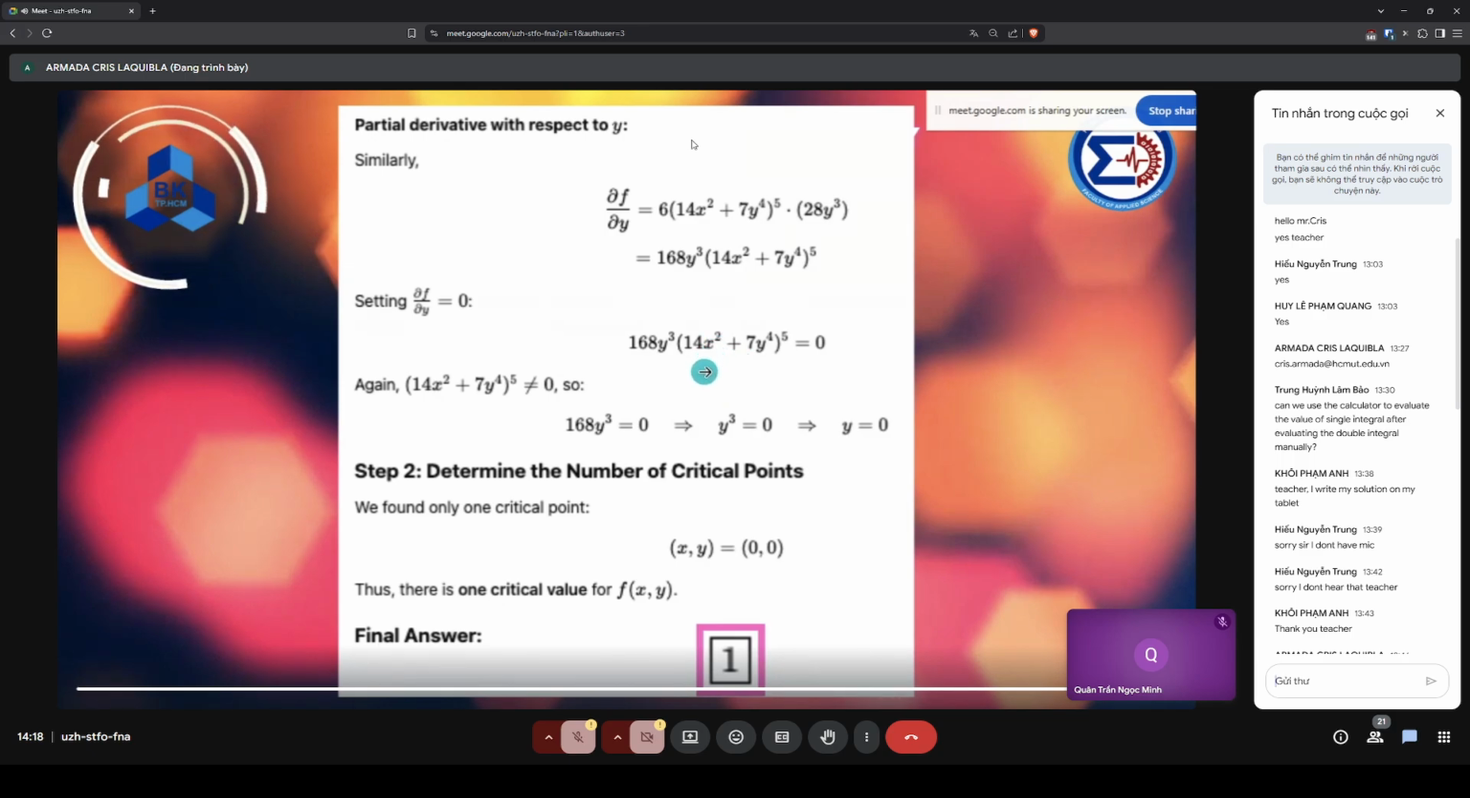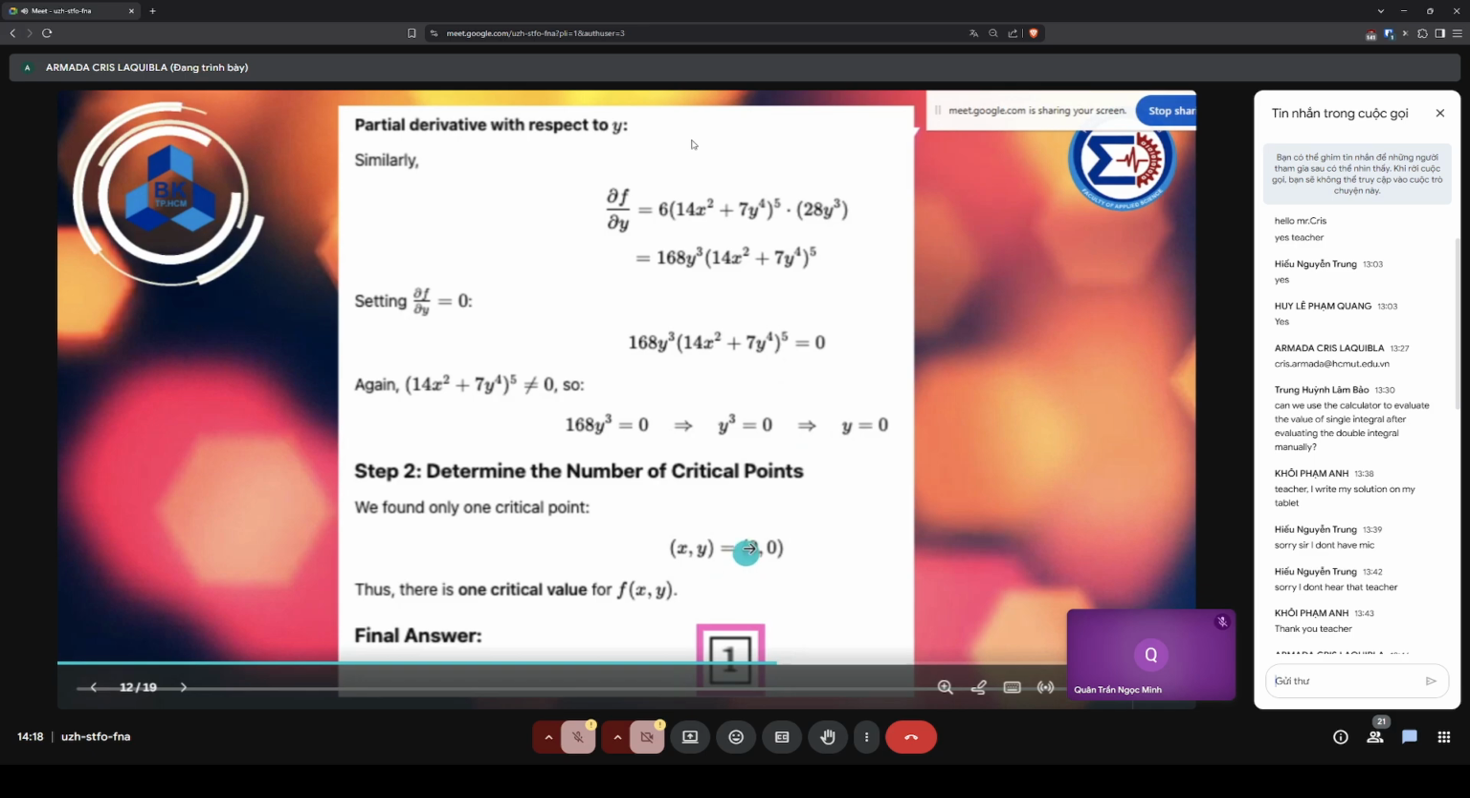Because this is 14x squared plus 7y to the fourth. This is positive, this is x squared. The result here is always positive. The y to the fourth here is also positive. Now if your x there is 0, so your y there must be 0 also. So just the same critical points that we can get. You have there x, y, which is 0, 0. So we only have one critical value, the 0, 0 point.